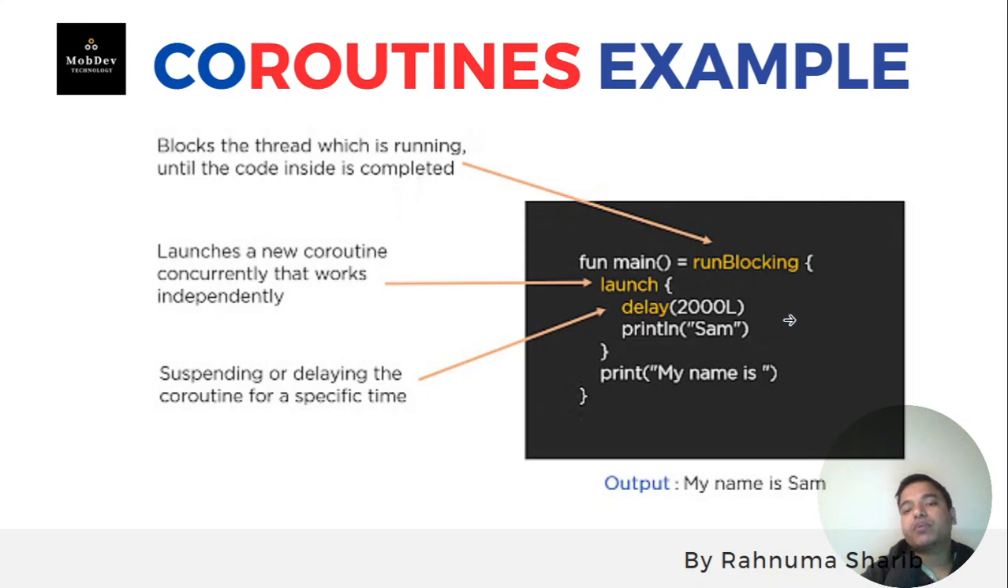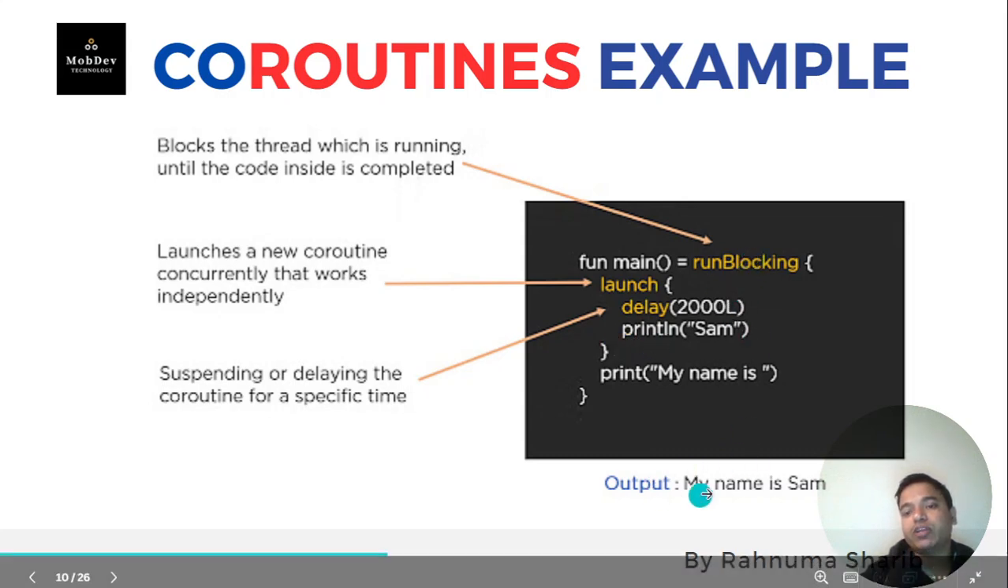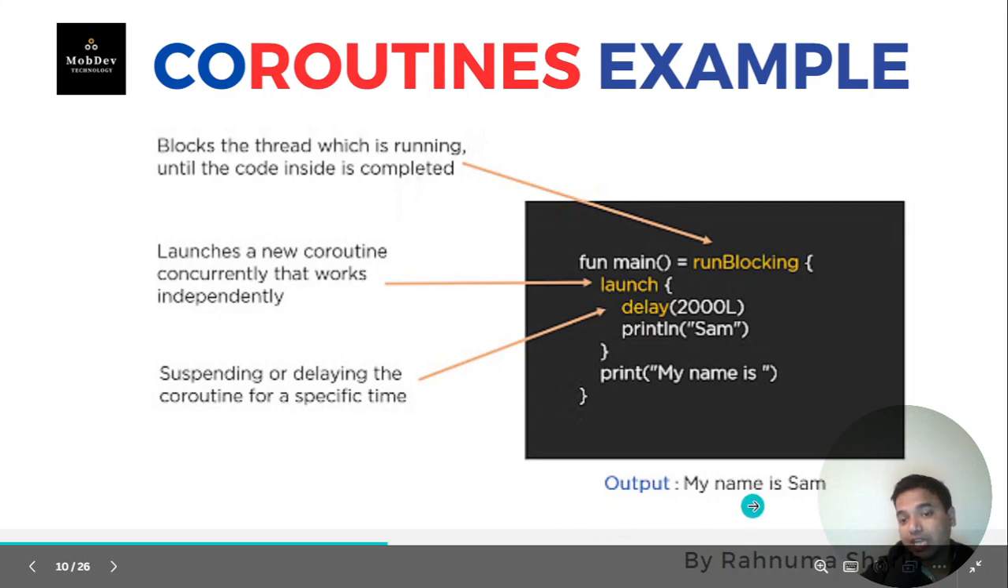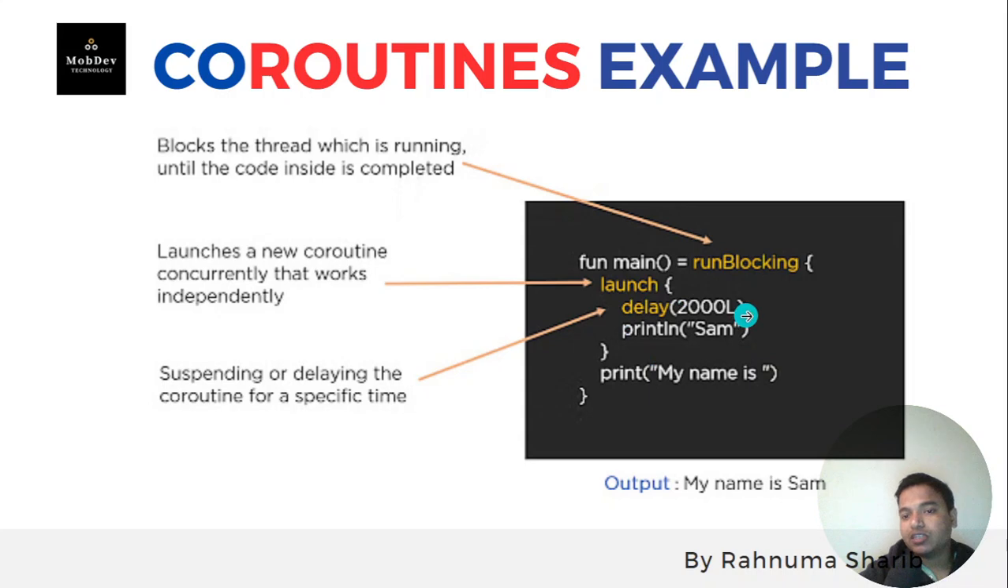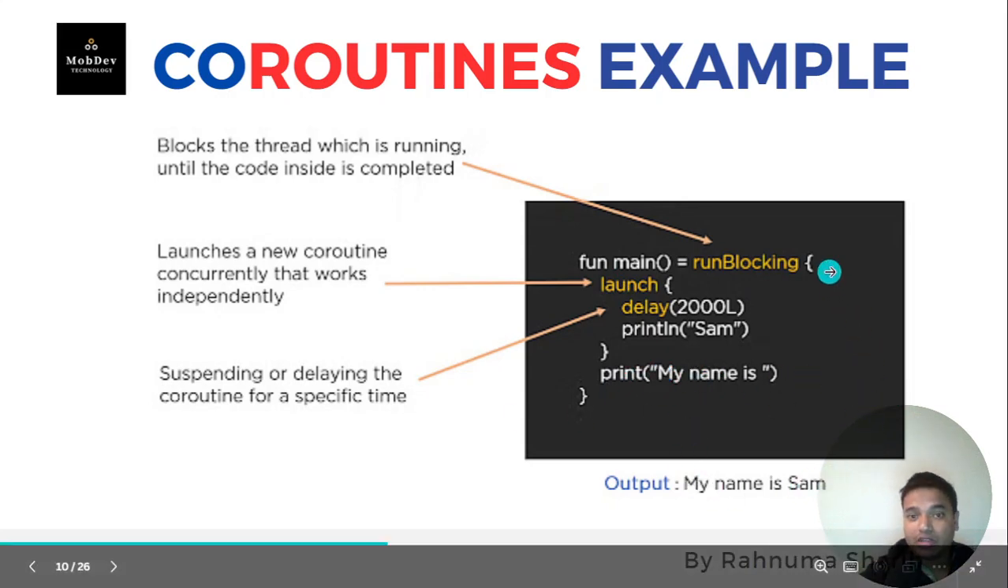Here is the delay function. The delay function helps us pause the code, say for 2 seconds, as mentioned here. If you ran this normally without the delay function, runBlocking would be called, then the first print statement would be executed, so the output should be SAM first. But because of the delay, it will wait for 2 seconds, and rather than getting stuck here, it will run the other part of the code first. So here the output is "my name is" first, then SAM.